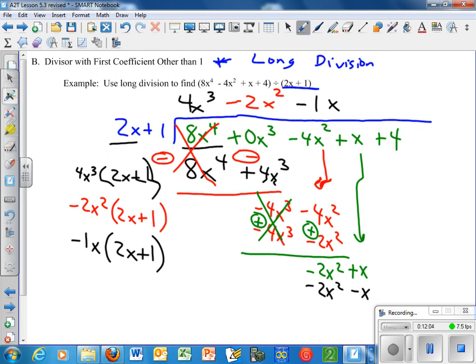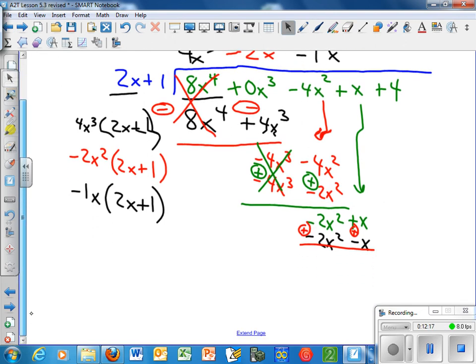We're going to change the signs. So this becomes a plus. This becomes a plus. Let's move ourselves down here a little bit. So these drop out. Negative 2x squared plus 2x squared. I now have 1x plus x after I change the sign, so 1x plus 1x is 2x. Carry down your last term here, which is the constant. So I have 2x plus 4.